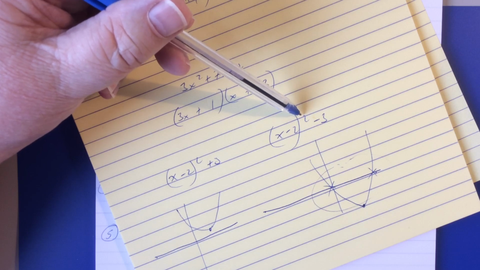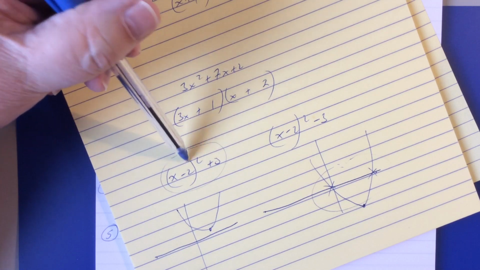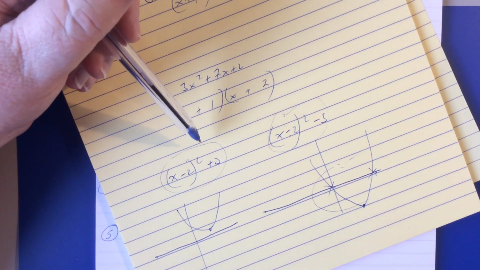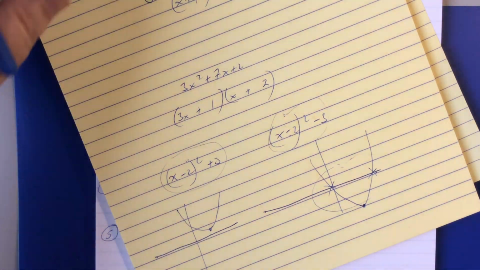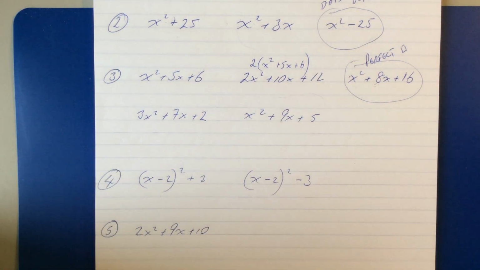So there are ways of looking at turning point form equations and going, there's no solution to that one. But this one does have solutions for x. And again, it's just about being able to recognize things. Okay, last one in this video.